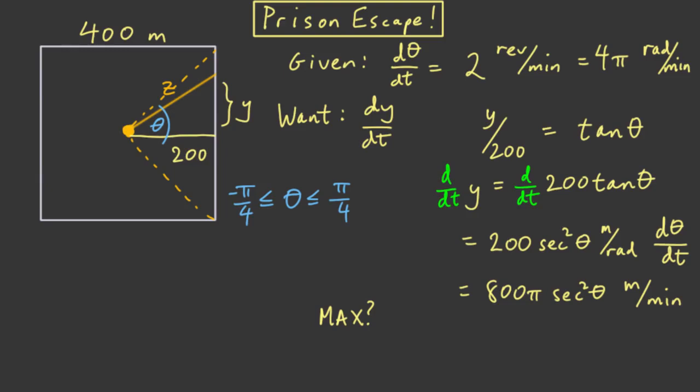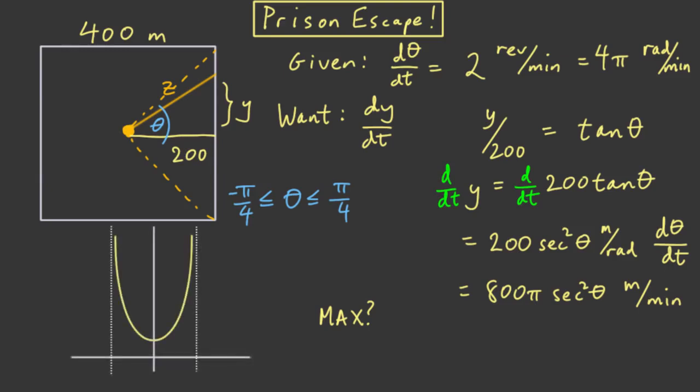Now, you could find the maximum by taking derivatives and checking critical points, etc., but this is really a pretty simple function. The graph of secant is like this. It equals 1 at theta equals 0, and then it goes up to either side with asymptotes at plus or minus pi over 2. And the allowable interval is just here from minus pi over 4 to pi over 4. So the maximum on that is at the endpoints. So that's at plus or minus pi over 4, and that's when the beam is hitting the corners. And the secant of plus or minus pi over 4 is the square root of 2.